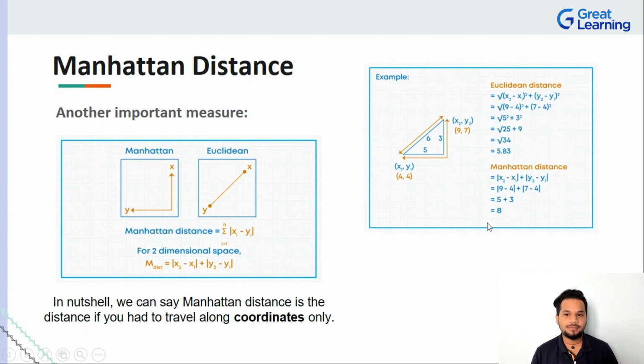Manhattan distance says x2 minus x1 plus y2 minus y1. So x2 is what? 9. x1 is what? 4. y2 is 7. y1 is 4. So once you do the similar calculation, you get 5 plus 3, which is 8. Now, Manhattan distance in this particular case is a better way to go about accurately finding the distance between these two data points. And this example showcases that really well, because we have taken the same example to tell you how Euclidean distance works, and the same example to tell you how the Manhattan distance works as well, right? So I hope both of these are clear to all of you, right?